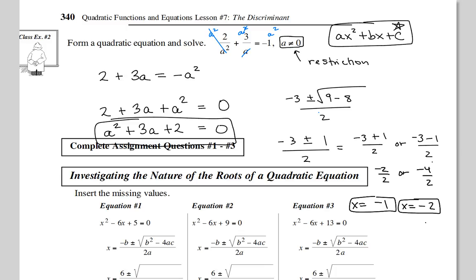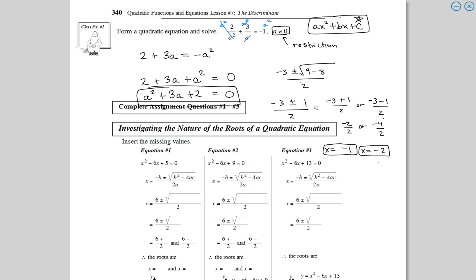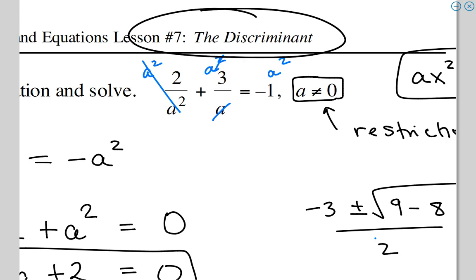Okay, now once the lesson quiz class example 2 is finished, you're now into the start of the lesson. The start of the lesson is really right here. What is the discriminant? So back to the title, you can see right here, this is what we're doing, the discriminant. And you need to know this. This is 4 or 5 marks on the test. Okay?